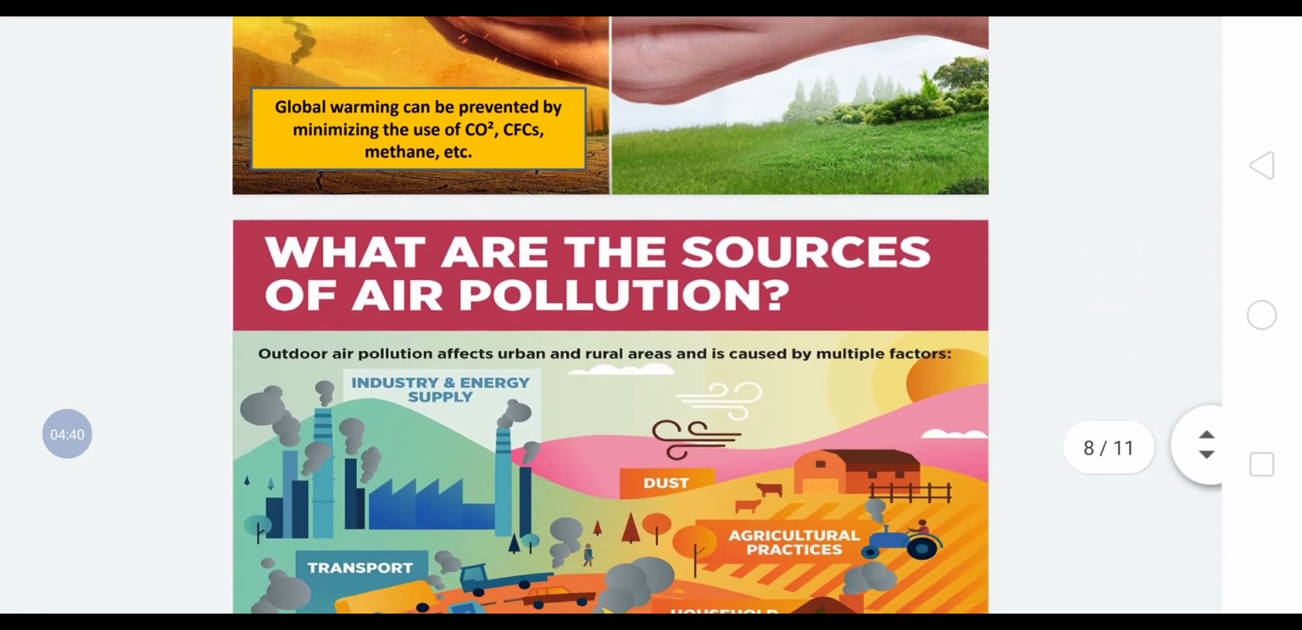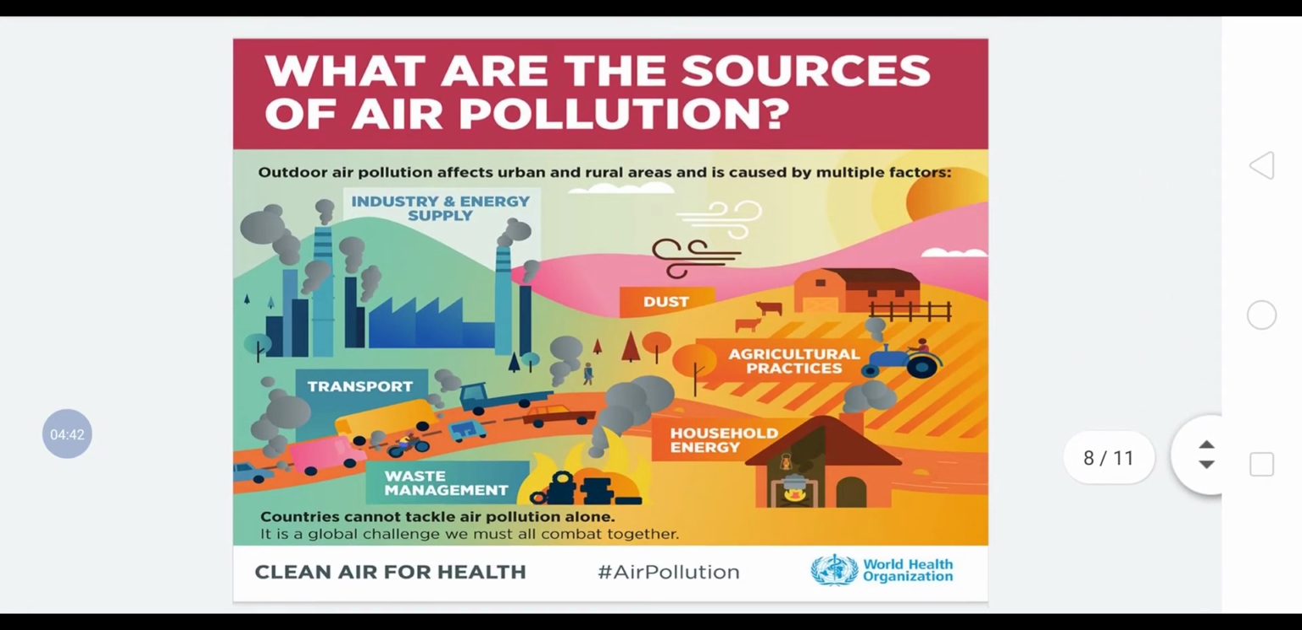Now, we want to see the major pollutants in the air. Which are the major pollutants? We all know that air is a mixture of gases, water vapors, and dust particles. In addition to it, few man-made substances of both solid and gaseous nature are multiplying the pollutants in the air.